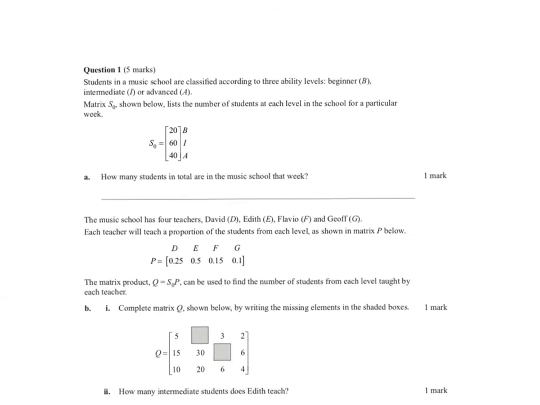Question A, how many students in total are in the music school for that week? Quite a nice question. We just add up the 20, the 60, and the 140. So we've got 120 students to start with.